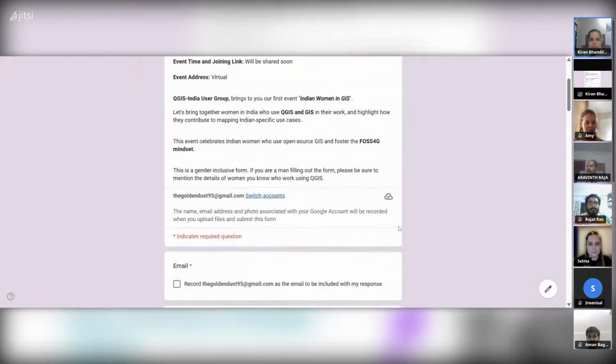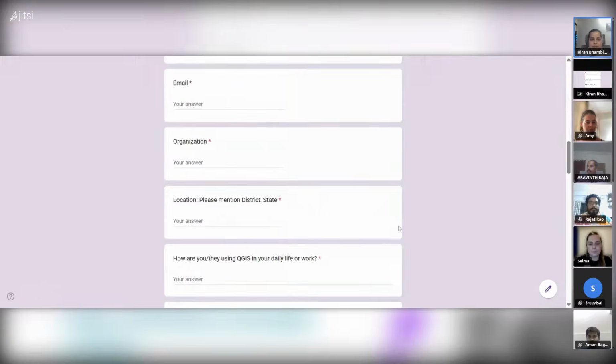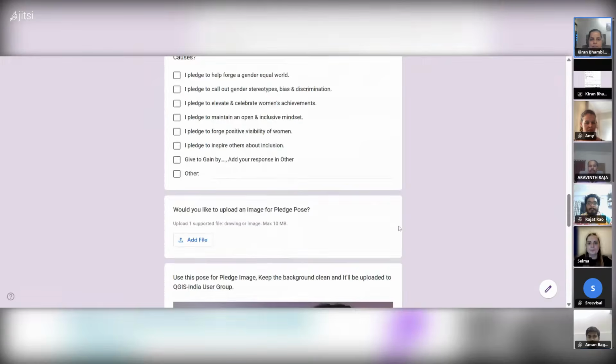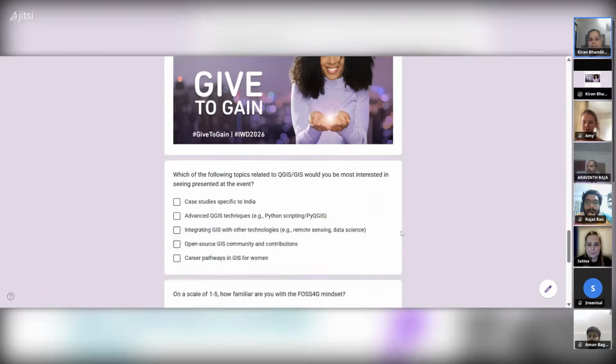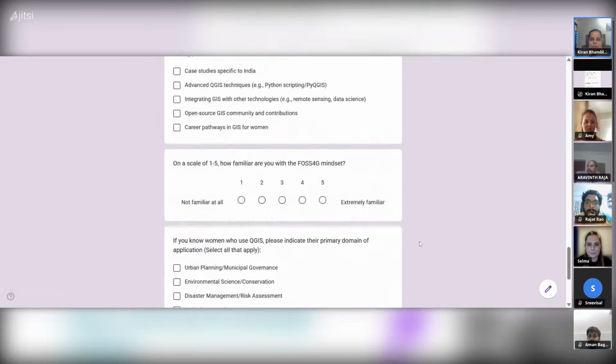You just have to put in all the details, and we are hoping to get more and more pictures for the International Women's Day post. Because we are very strong towards community mapping and supporting small scale projects, this is how we from the GIS industry will be able to give back to the community. We are just waiting to get more and more responses.